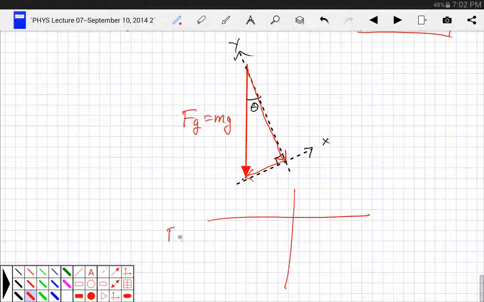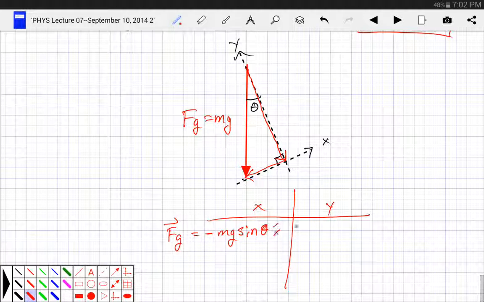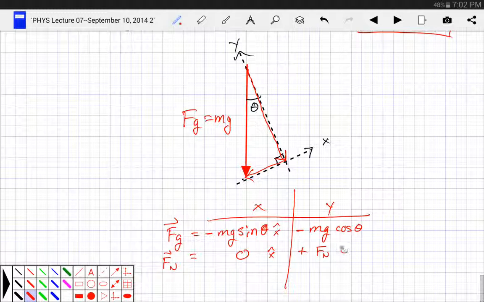Making my vectors, the force of gravity vector in the x and y directions. In the x direction, that's opposite side, so it's going to be minus, because of the direction there, mg sine of theta in the x direction. The y direction, it's again minus, mg cosine theta. My force normal vector was all in the positive y direction, so 0 in the x direction, and positive force normal in the y direction.